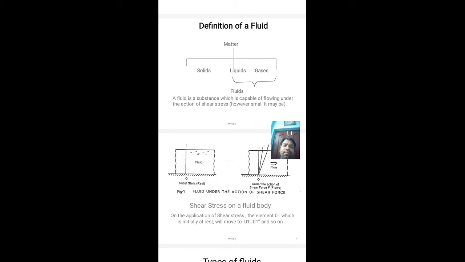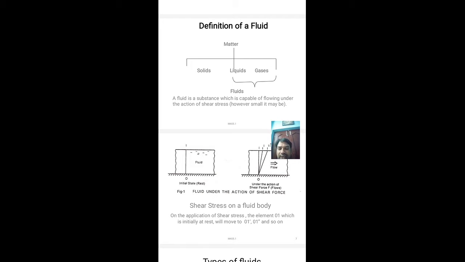Further, these fluids are classified into two: liquids and gases. What is the difference between liquids and gases? The main difference between these two is that a liquid has a fixed volume and takes the shape of the container. Whatever the shape of the container, the liquid will take that shape.